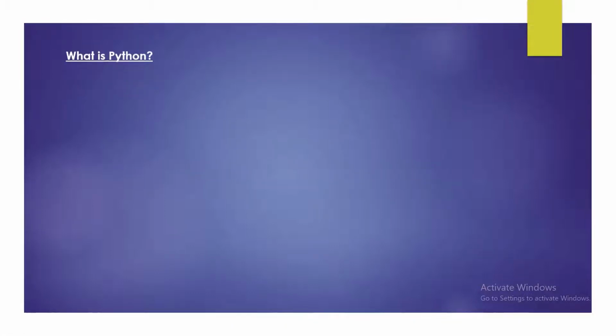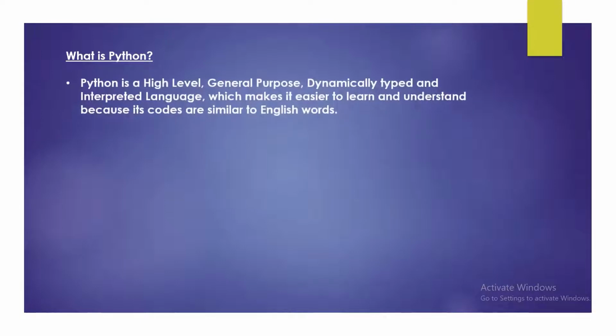So, Python is basically a high-level general-purpose dynamically typed and interpreted programming language. By saying that it is a general-purpose dynamically typed and interpreted programming language, we mean to say that its coding is easier to learn and understand because its codes are similar to English words. Therefore, it is easier to learn and understand.